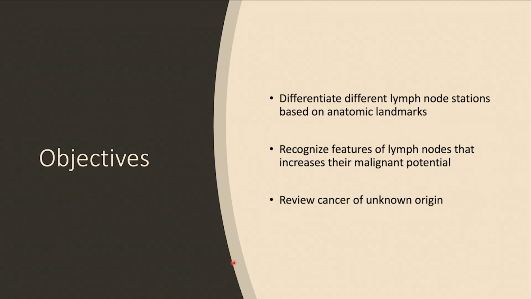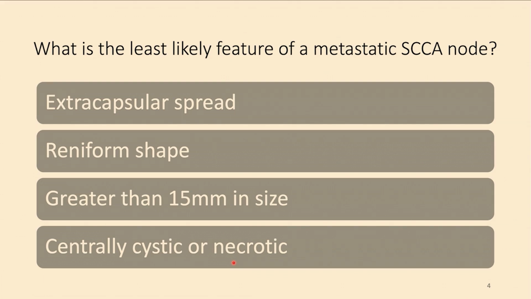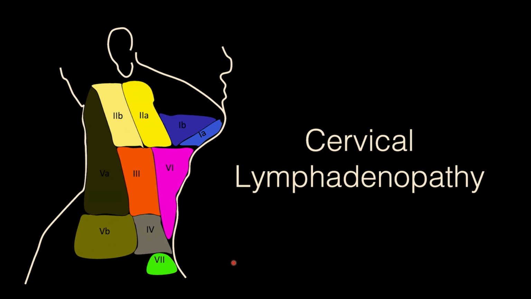And this is the thing where we get into a lot of review of cancer of unknown origin. Patient's got a lymph node, we can't find anything anywhere else in the neck. This was my question that we had earlier. I'm going to show you the answer in a sec. What was the least likely feature of a metastatic squamous cell carcinoma lymph node? So we'll get back to that.